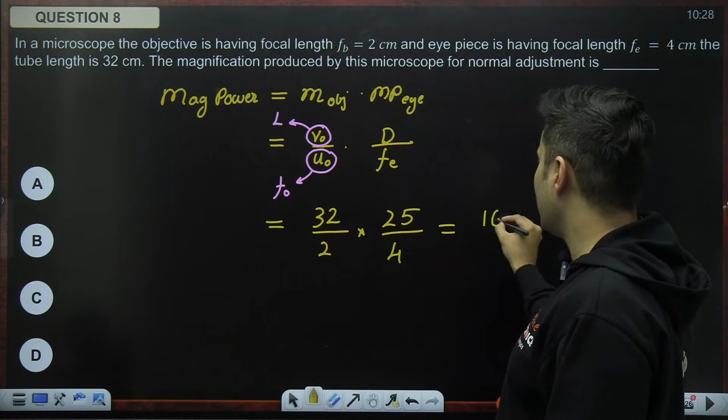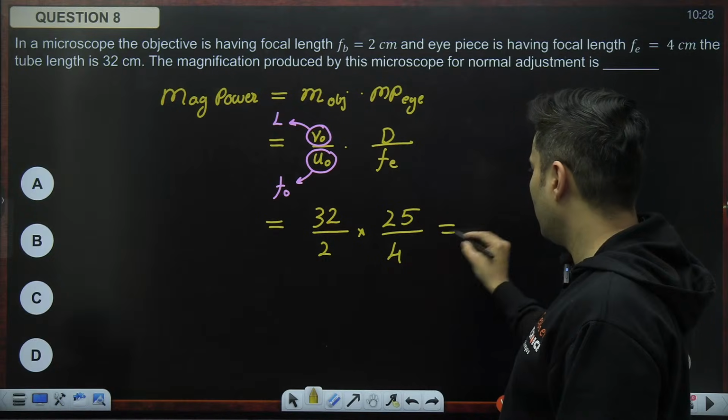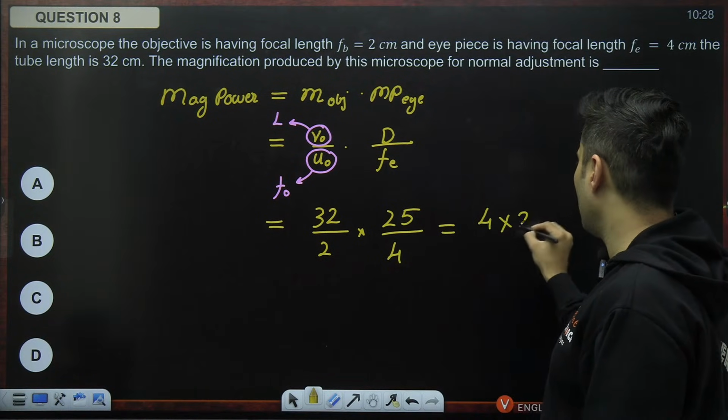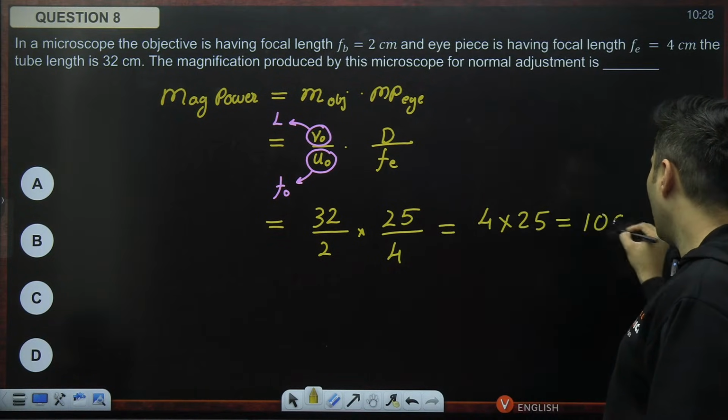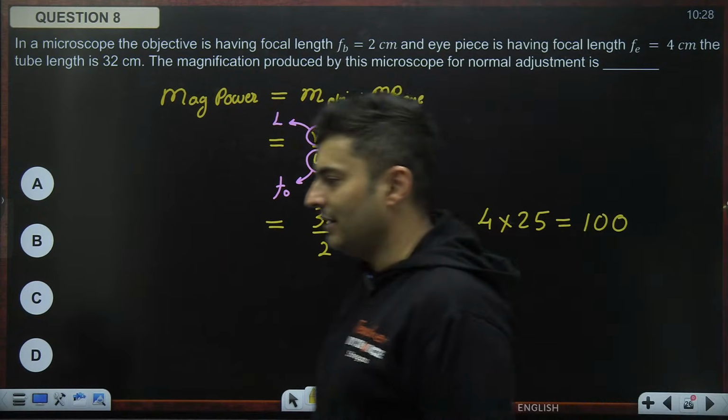So 32 by 2 is 16. 16 by 4 is 4. So 4 into 25, which is nothing but 100, guys. So the answer will be 100.